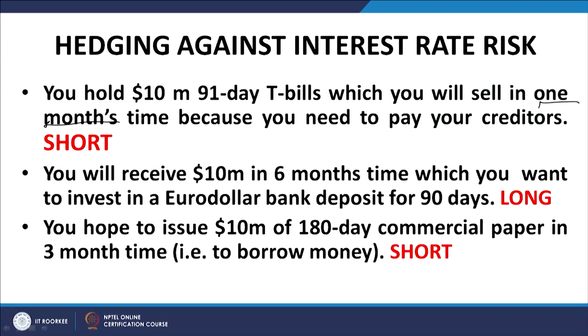A similar situation arises in the second case, when you expect to receive a certain amount of money, 10 million in 6 months, which you want to invest in a euro-dollar deposit. Now, you want to make an investment in euro-dollar deposits. If the interest rates fall, then the income that you are going to get from the euro-dollar deposits is going to decrease. Therefore, if the interest rates fall, you are going to be adversely affected. Hence, the hedge should be such that if the interest rates fall, you should make a profit. In other words, you will take a long position in the T-bill futures. Why? Because if the interest rates fall, the prices of the T-bills will increase, and T-bill futures will also increase, and you will make a profit by taking a long position in T-bill futures.